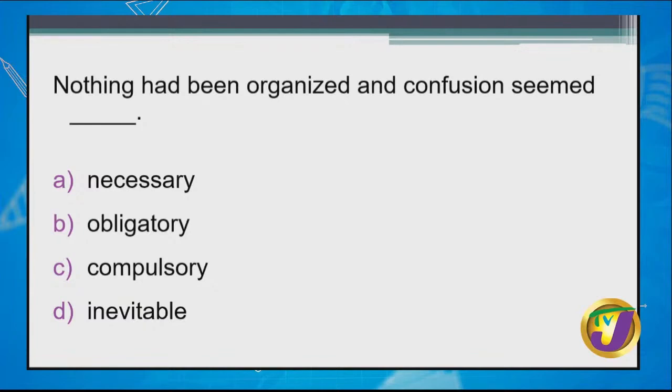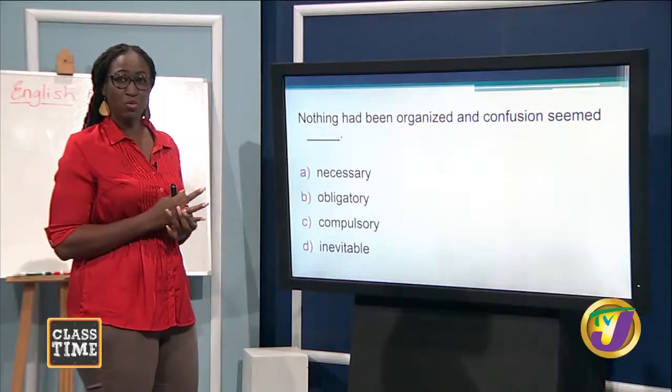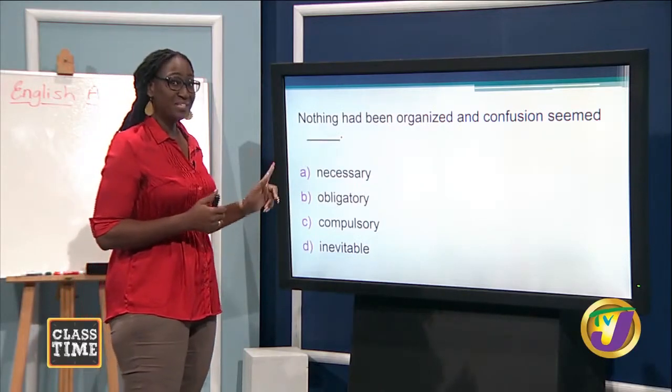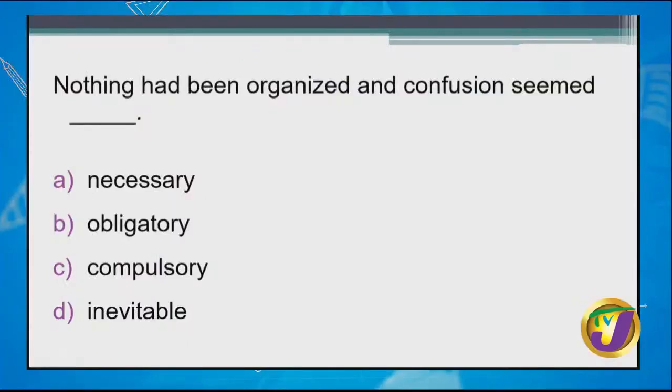Nothing had been organized, and where there is no organization, confusion is a must. So which of those words mean confusion is going to happen? There is no avoiding it. Which of these words means unavoidable? Do not tell me that you chose a certain word. Please don't tell me that you chose that one. All right, so the one you should choose is inevitable.